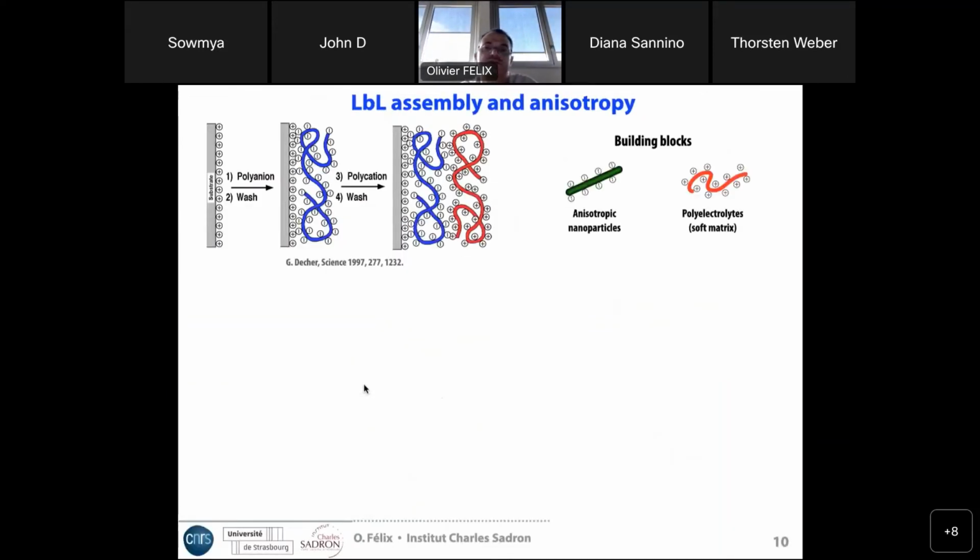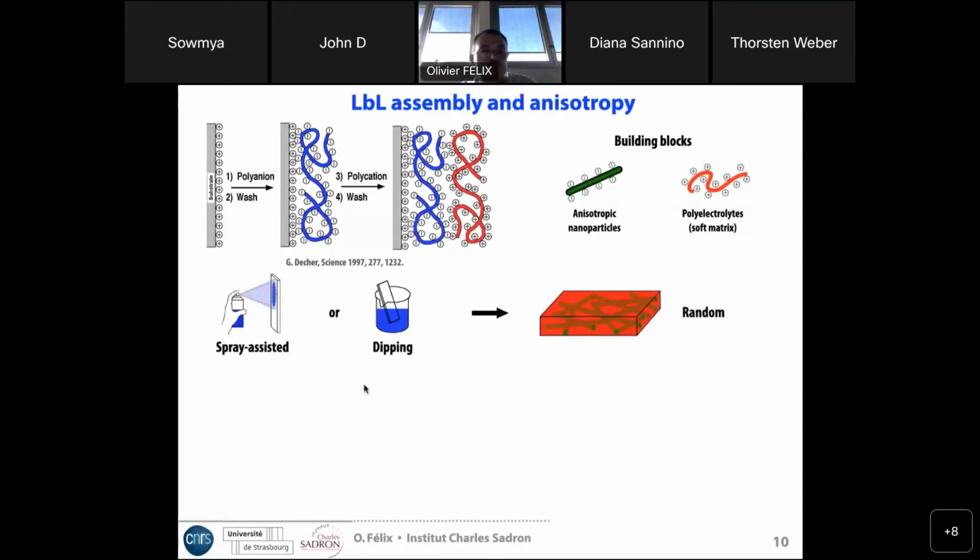We will start, as I said before, as nature, with anisotropic nanoparticle, that means a strong particle, and a soft one, which will be a polyelectrolyte. And the question is, can LBL assembly be used to prepare such complex structures? That means unidirectional, helical ones, and so on. If you use spray or dipping, you will not be able to align your anisotropic nanoparticles. That means you will get a material where your anisotropic nanoparticles will be randomly distributed.